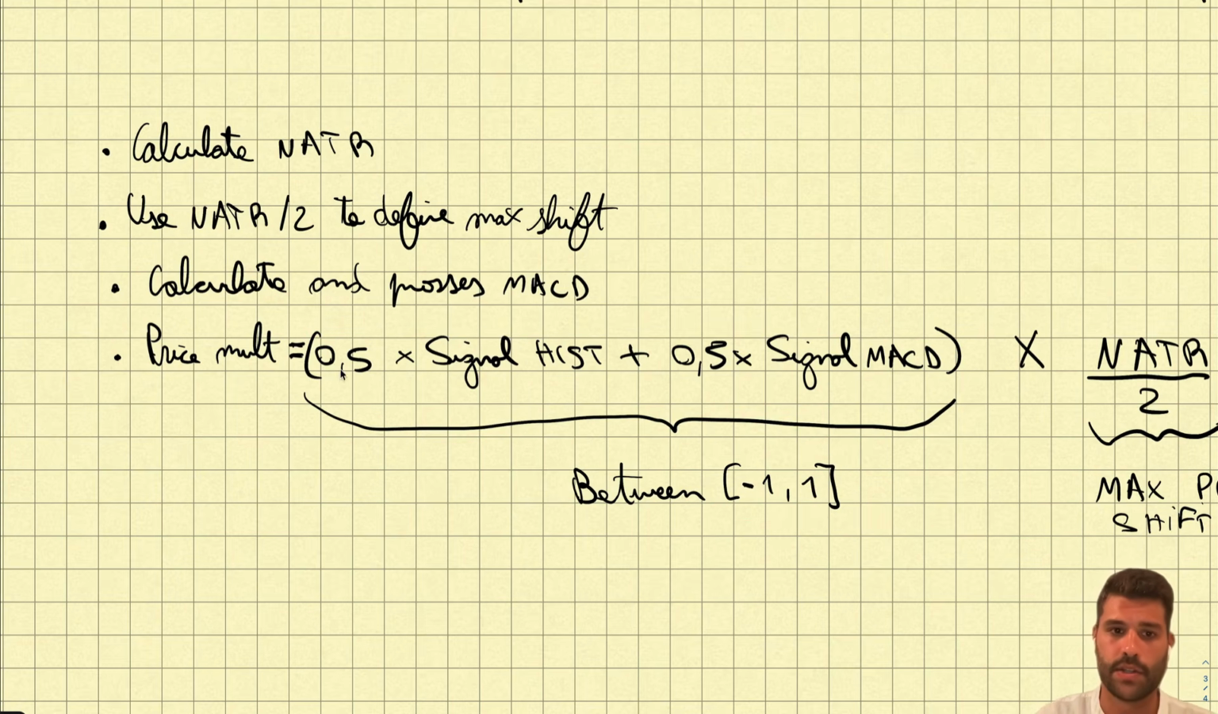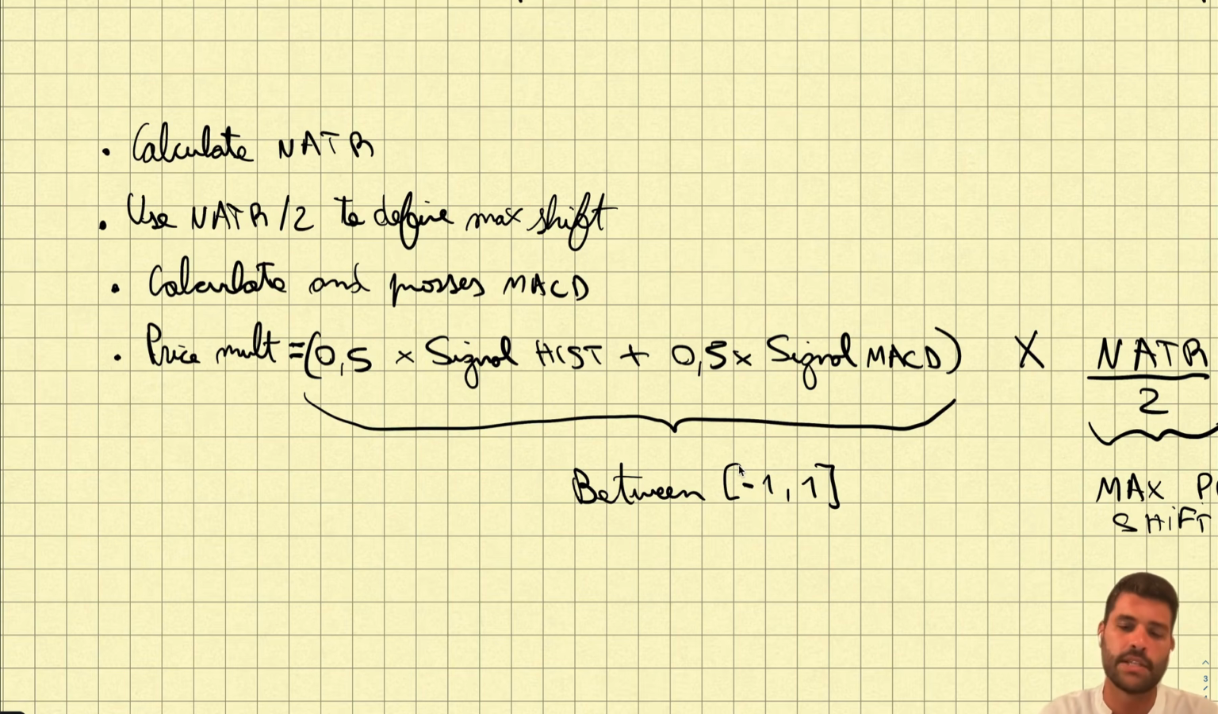Why? Because imagine that the signal MACD is -1, so we'll be completely short, and the signal of the histogram is -1. This will be 0.5 multiplied by -1 plus 0.5 multiplied by -1, equal to -1. Obviously, this is not strict, it can be -1.2, because the standardization doesn't stay between -1 and 1, probably it can be between -3 and 3 if you have 3 standard deviations and a normal distribution.